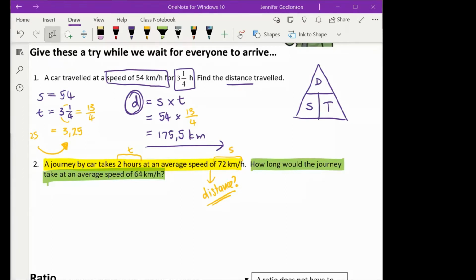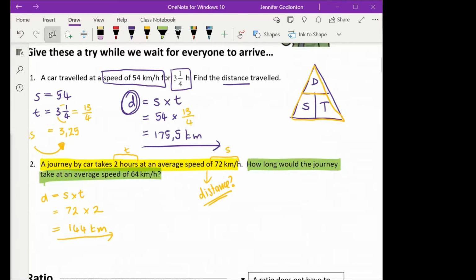Okay. So let's have a look. Our distance is equal to speed times time. Our speed is 72. Our time is 2 hours. And so our distance is going to be 144 kilometers. Okay. Remember this triangle here. This is our friend.